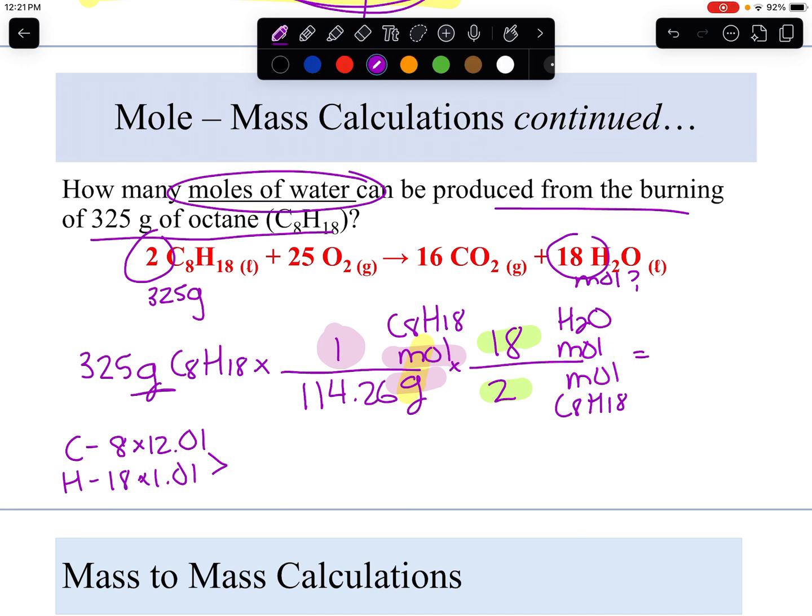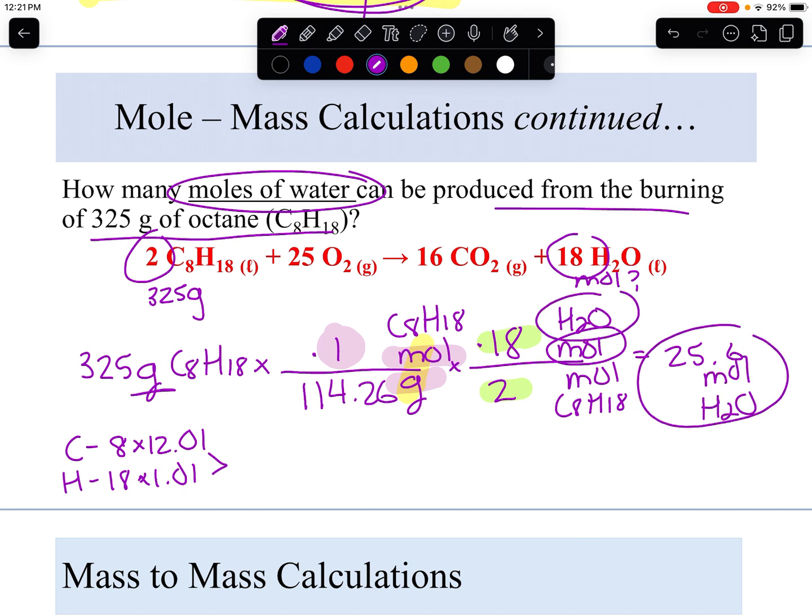All right, now, how to do the math here? To do the math, I would actually take 325. I would multiply by 1. I would multiply by 18. Get an answer. Click divide and type in 114.26. Get an answer. Then I'd click divide again and divide by 2. Okay, so please try that on your own to make sure you're doing the math right. If you're not doing the math right, you're not going to do it right on an exam. Now, we can finish here because we'd end up in moles of H2O. I rounded that to 3 sig figs. And here we go, okay?